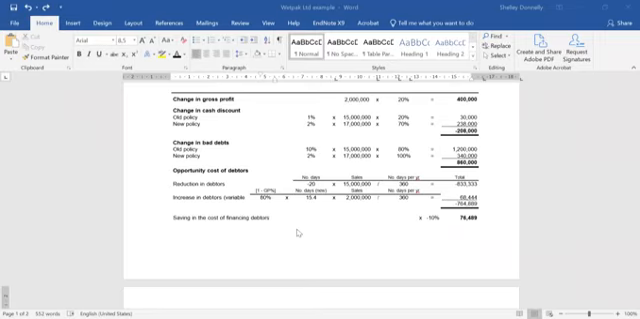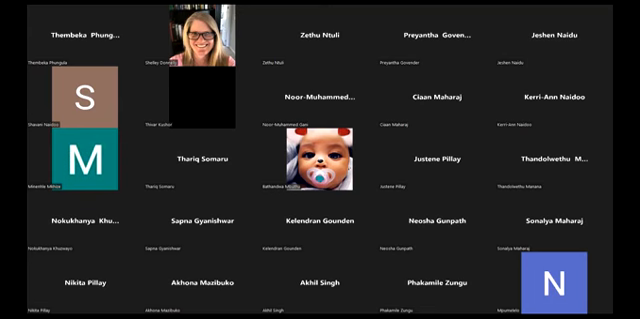I will put this example up on Moodle as well for you to go through again. There's a lot of chats. Let me get to those before I go on to the inventory management. It's pertaining to this.